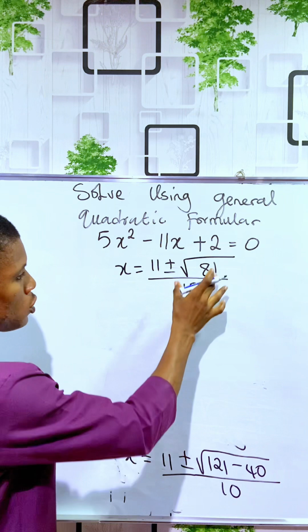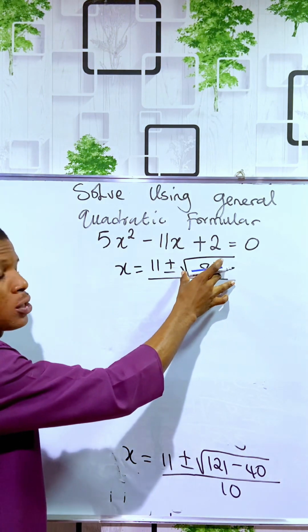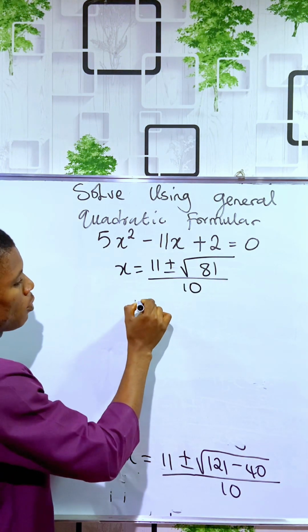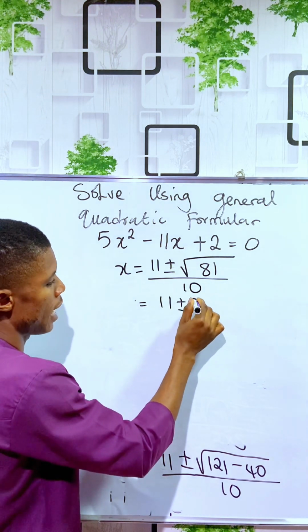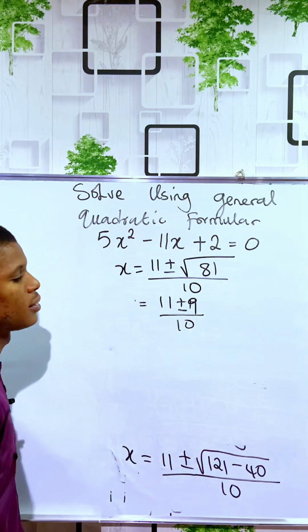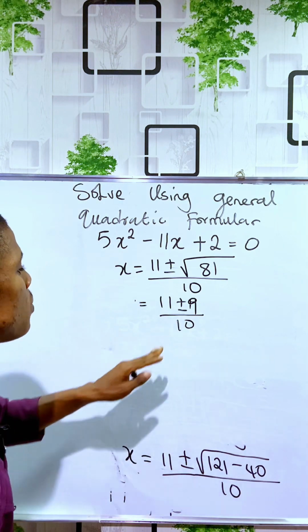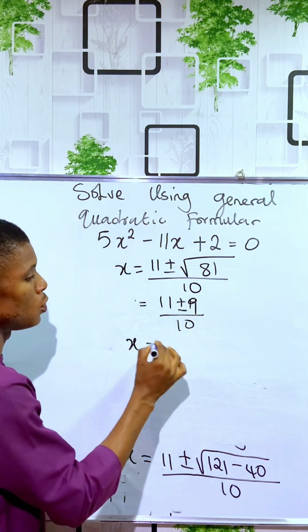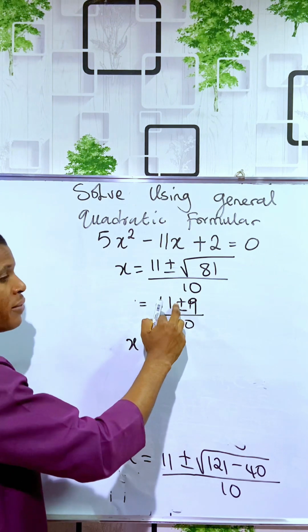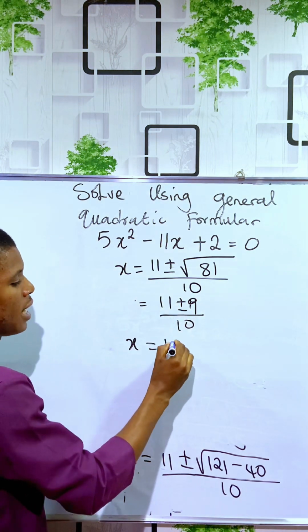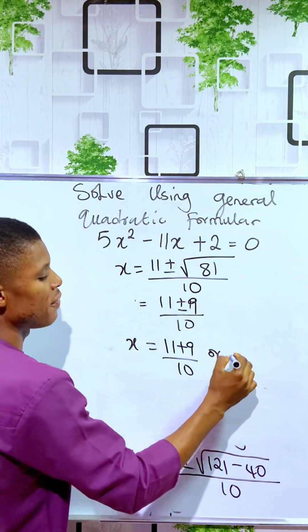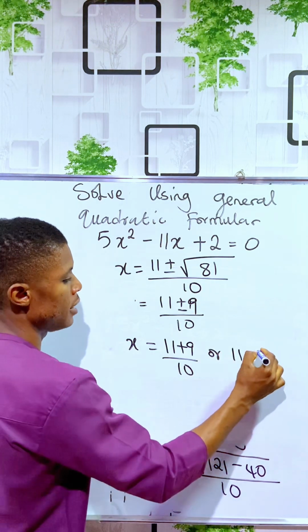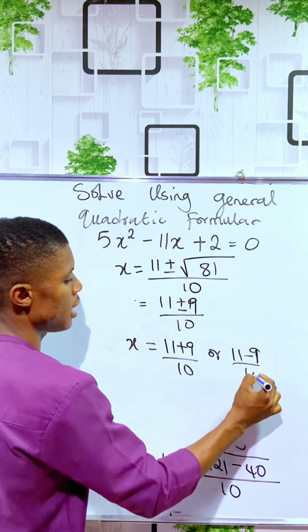Then you see that the square root of 81 is 9, so x is equal to 11 plus or minus 9 over 10. At this stage, you can see that x has two solutions. We are going to split the positive and negative. We have 11 plus 9 over 10, or 11 minus 9 over 10.